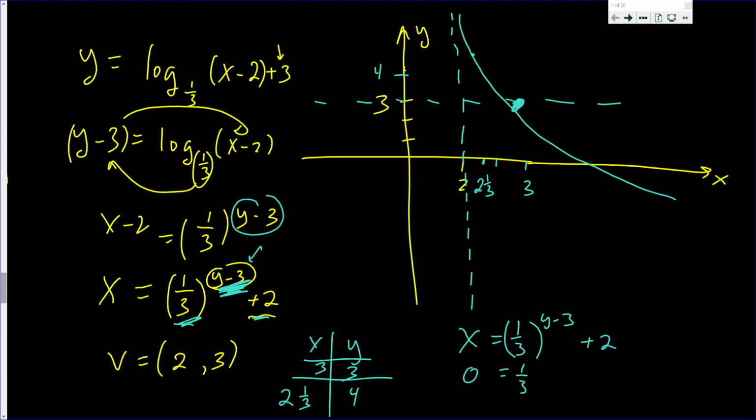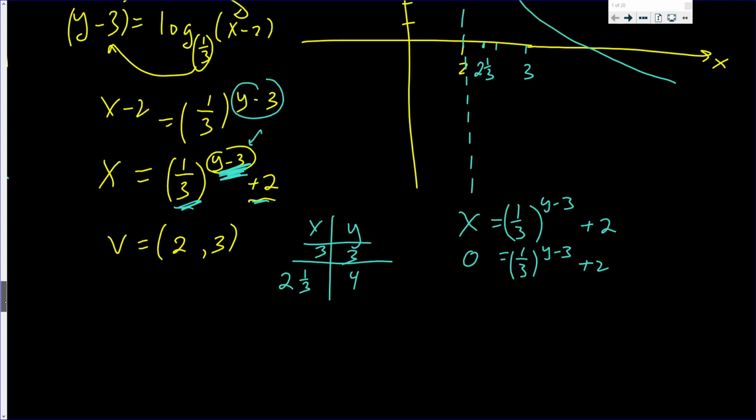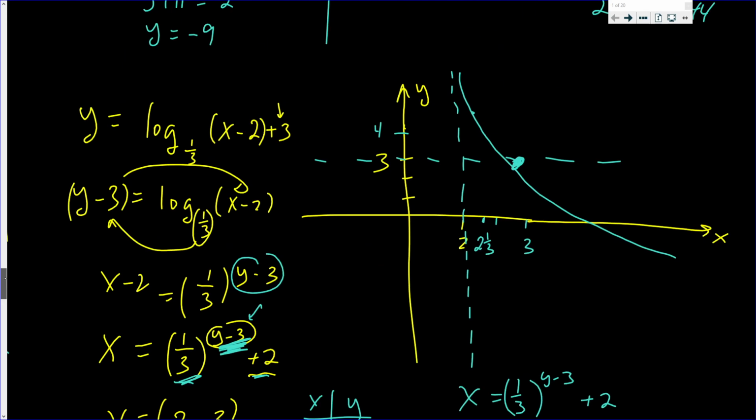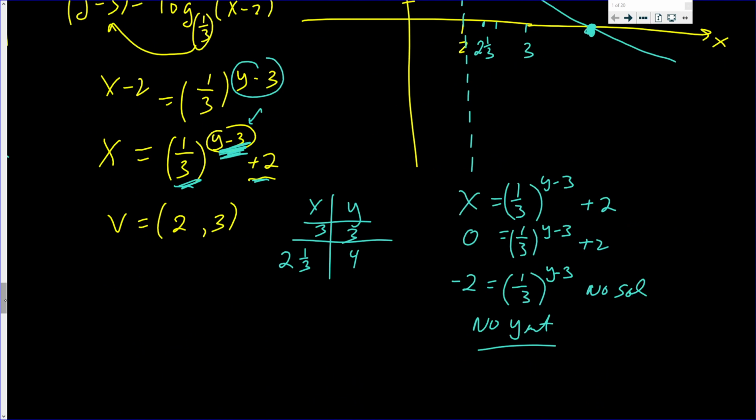If x is 0, we get this equation. We bring the 2 over to the other side as -2. And any positive base to any exponent will never be negative. There is no solution. There is no y-intercept. Okay? What about the x-intercept? What about right there? Well, that's when y is 0. Okay? Maybe we'll have better luck with that.